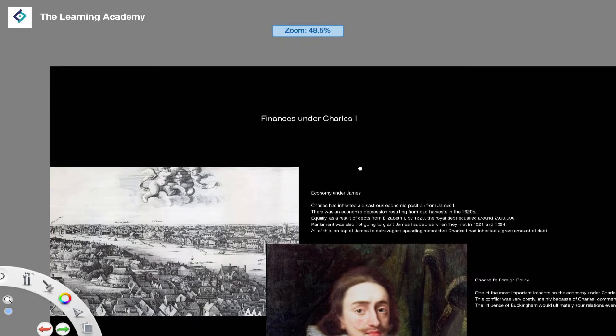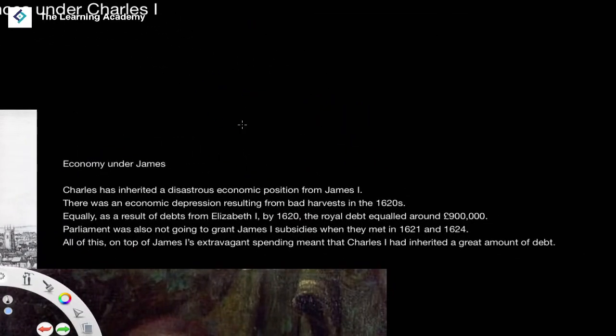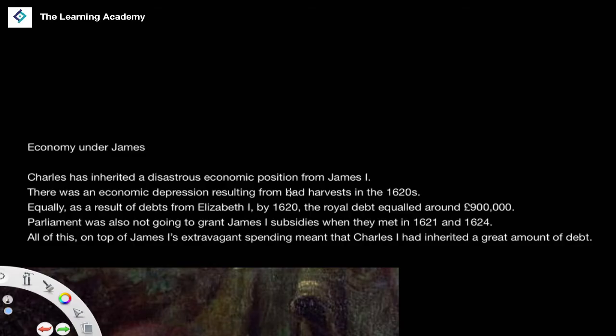And we're going to begin by talking about the economy that Charles inherited, because when we were looking at James, we looked at the economy he inherited under Elizabeth I, and so let's talk about the economy that Charles inherited. Well, he had inherited a generally disastrous economic position from James I. That's the argument that we tend to see, and there's a lot of reasons why this is the case.